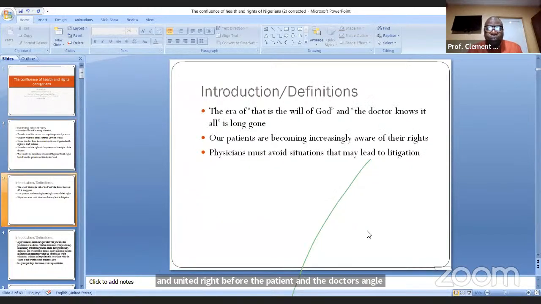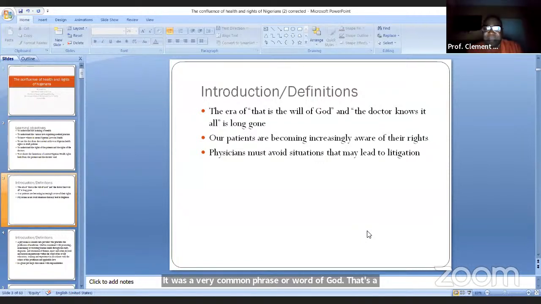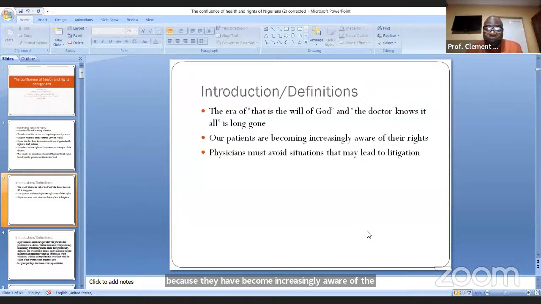Now, by way of introduction, we need to understand that the era of the patient saying, oh, that's the will of God, or the doctor knows it all, that era is long gone. Before now, if a patient died or was mismanaged and had some injuries or defects, it was a very common phrase, oh, well, that's all God wants, that's the will of God. That is no longer the situation today, because patients are becoming increasingly aware of their rights. To that extent, therefore, physicians must avoid situations that may lead to litigation.